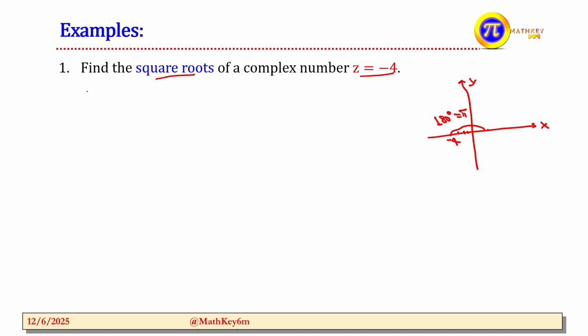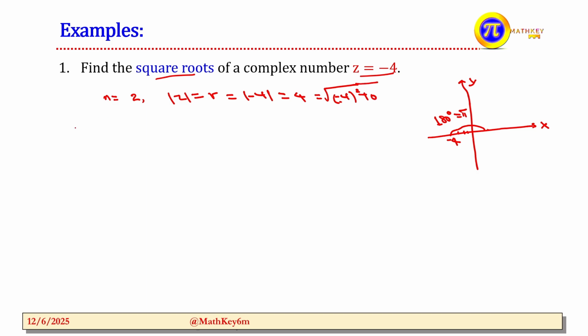So to find the square root of this one, our n is equal to 2, since it is a square root, and the modulus of z, which we call r, is equal to the absolute value of -4, since we have only the real part, which is equal to 4. Or if you want, you can say this is the square root of -4 squared plus 0 squared. Since the imaginary part is 0, we get the same result.